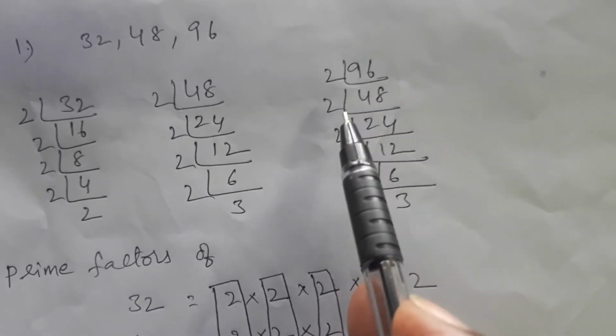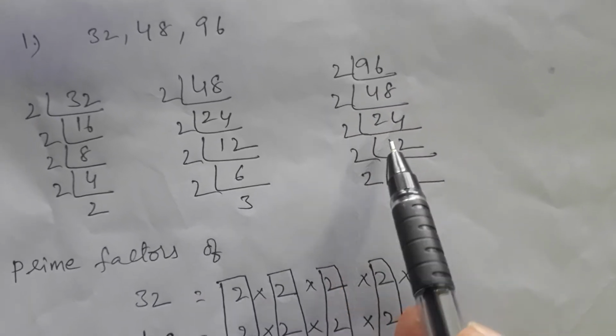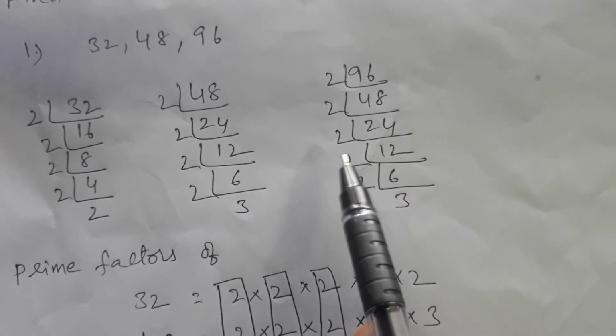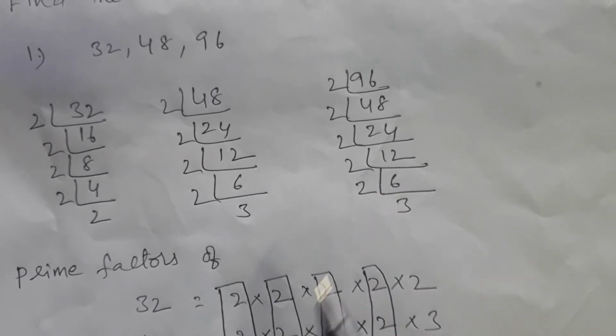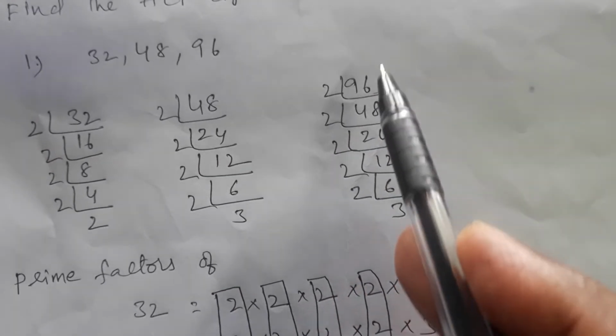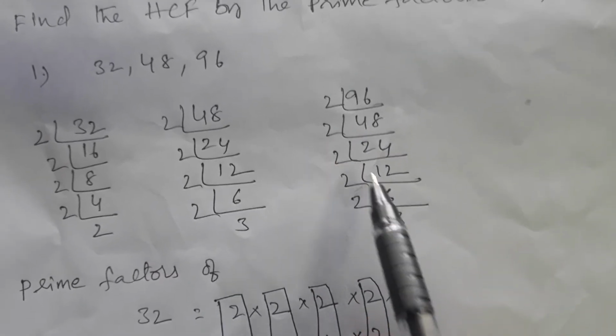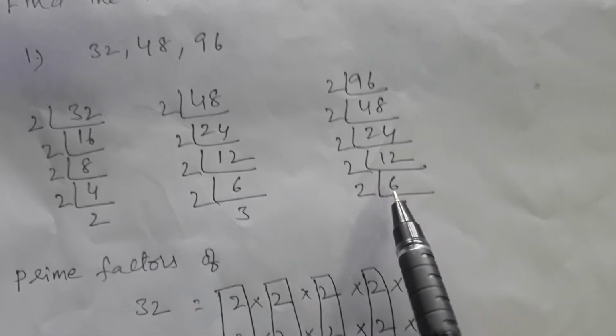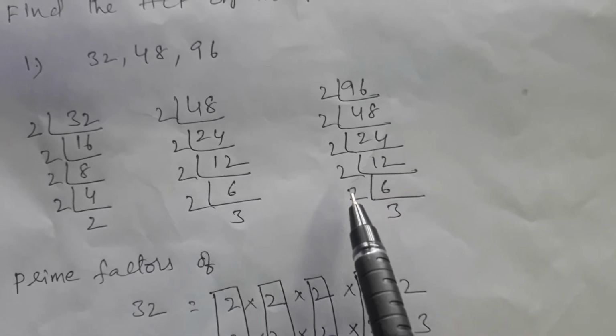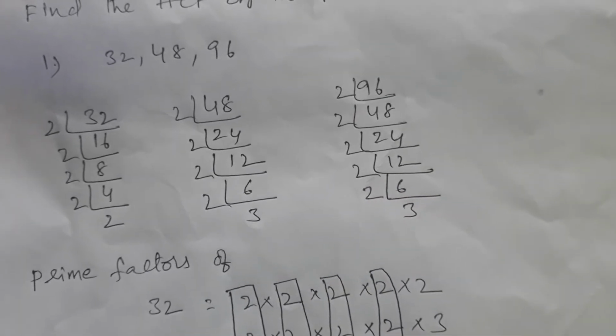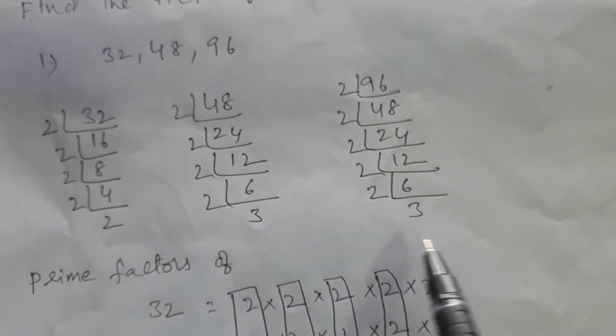Now 96 also divide like that. 2 48s are 96, 2 24s are 48, 2 12s are 24, 2 6s are 12, 2 3s are 6. Now these are the prime factors.